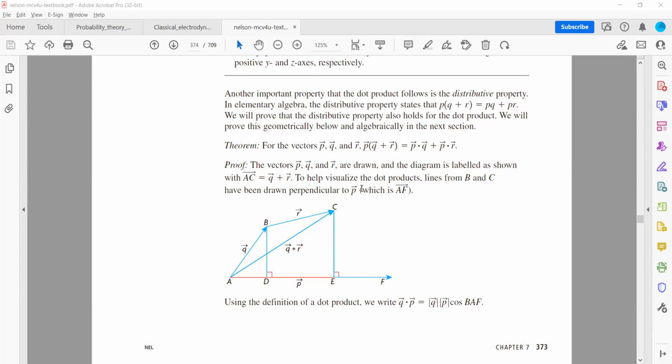P, q, and r are drawn. Let's state them. P, which is the red vector, q, and r. Let's notate them. Oh, actually, P for them is AF. Sorry. So vector Q is AP. And vector R is BC.